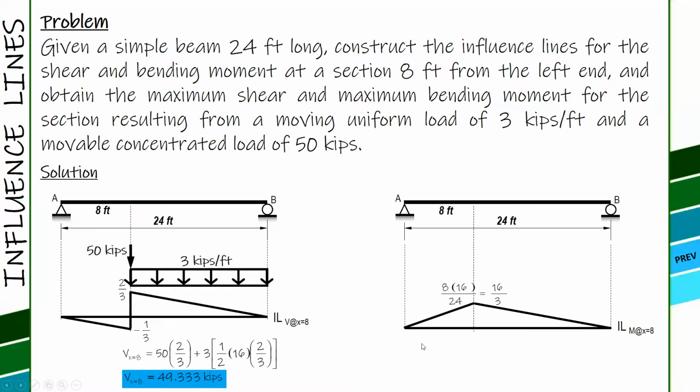So for the uniform load, over the whole length it is all positive area, so it is the same. To maximize, you place the load over the entire length, so the area of the influence line is large. And for the concentrated load, of course, you place it at the highest ordinate, 16 over 3.